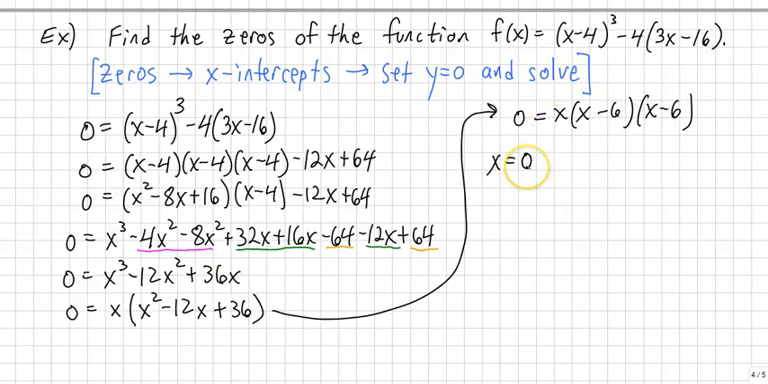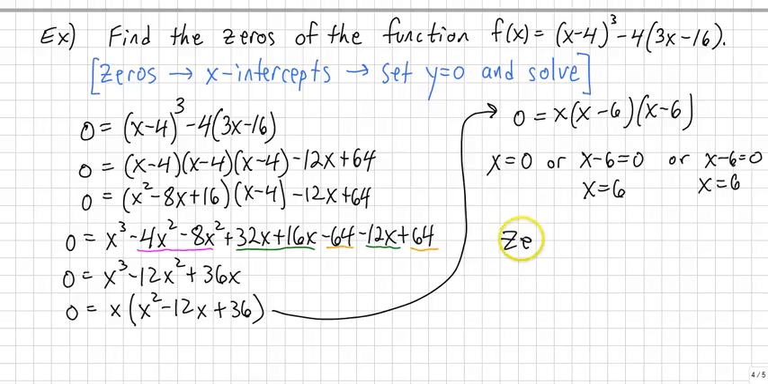So x is equal to 0, or x minus 6 is equal to 0, or x minus 6 is equal to 0. So x is equal to 6, x is equal to 6. So we got 3 solutions there. So our zeros are 0 and then 6.